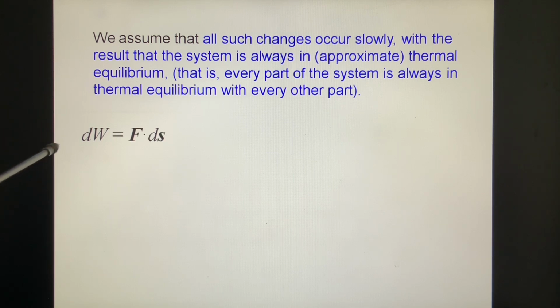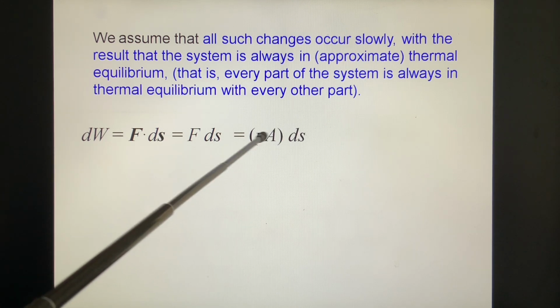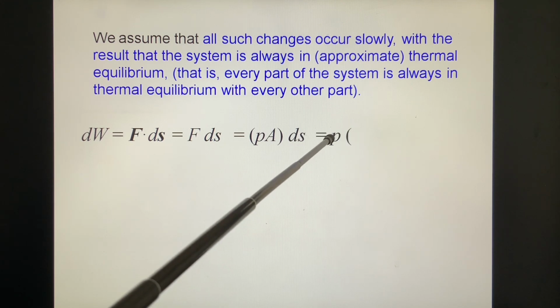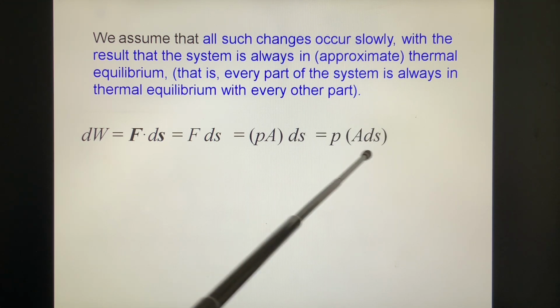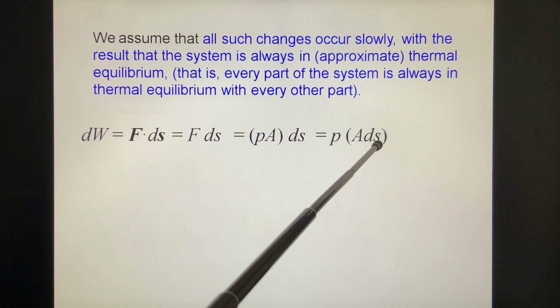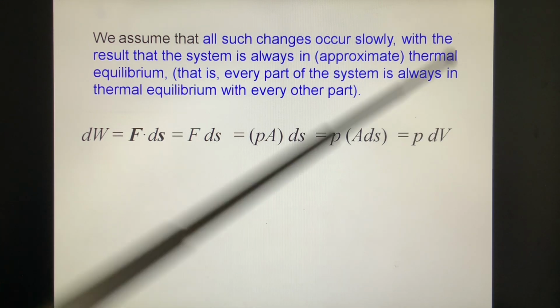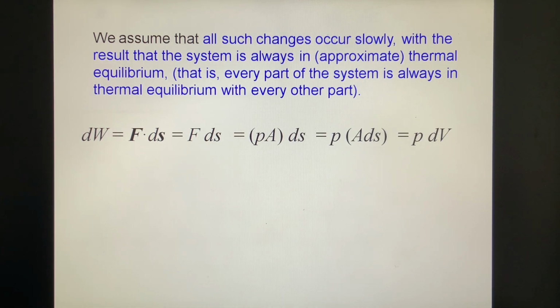We know the work done by the gas is dW equal to F dot ds. In our case, F is parallel to ds, so F dot ds equals F ds. And F equals PA, pressure times area. We combine A with ds, which gives dV, the volume change. This is the typical result: dW equals P dV, the work done by the gas. This is a differential work.